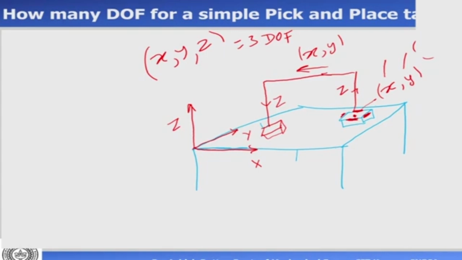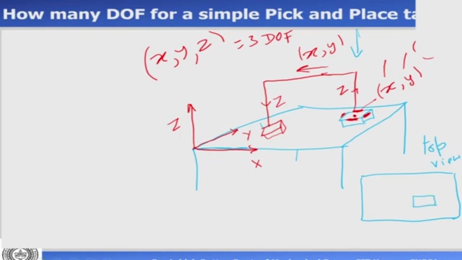So if I take the top view of this, let me draw the table and the object again, because we need to understand this very carefully. This is my top view. I'm looking from here. And on this table, we have the part which is kept like this. It's a rectangular part and it is kept like this.